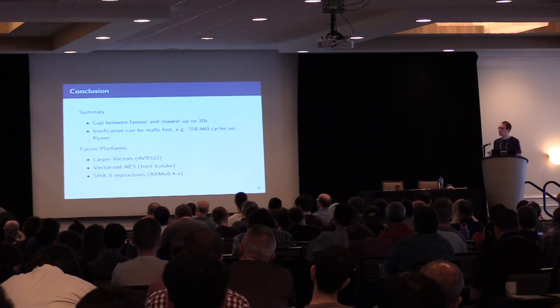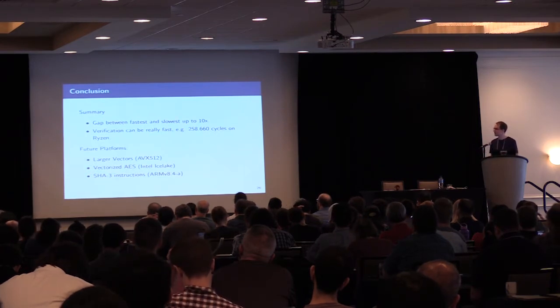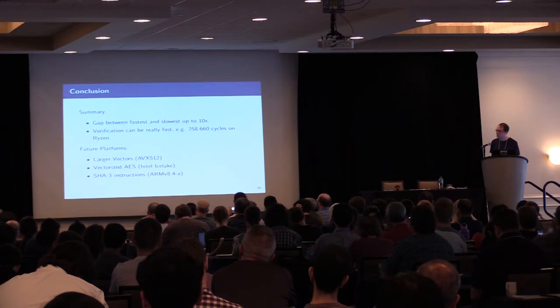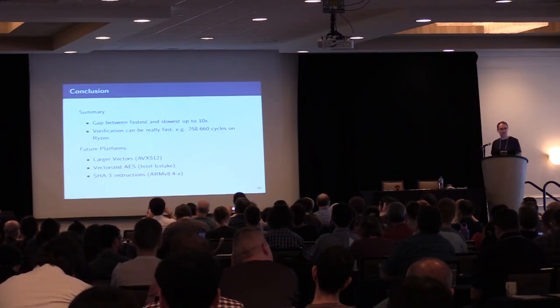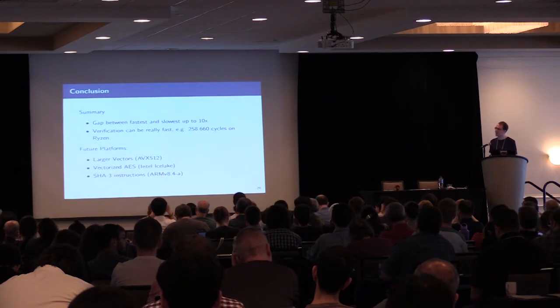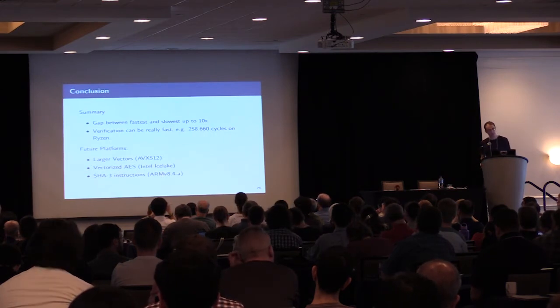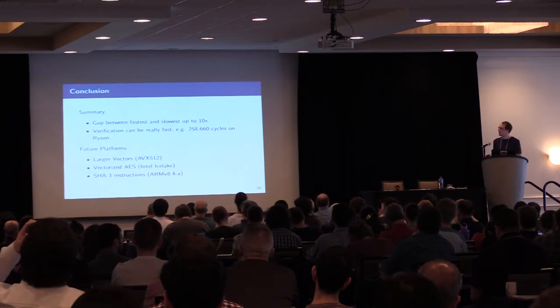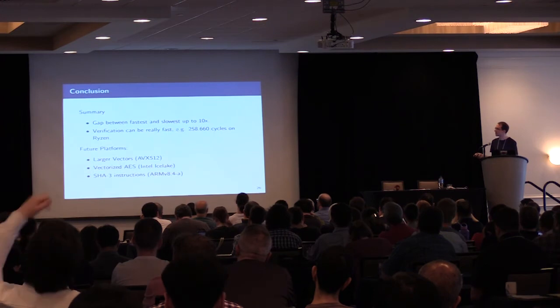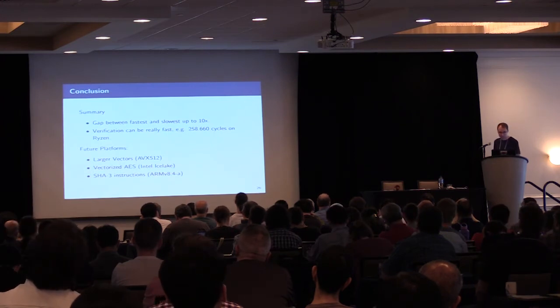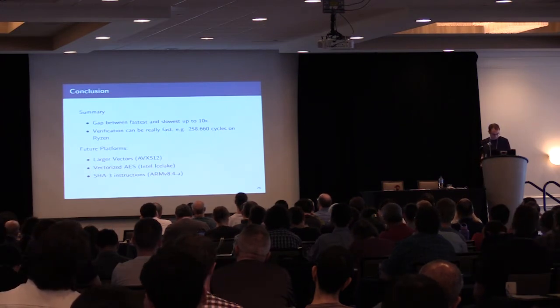So maybe to summarize, what should you take away from this? Well, the gap can be quite big. Between the fastest and slowest hash function here, the performance can vary up to 10 times. Another thing is, I didn't talk about the verification times, but they can be really fast. On the AMD Ryzen, you can get down to around 250,000 cycles when you use SPHINCS.